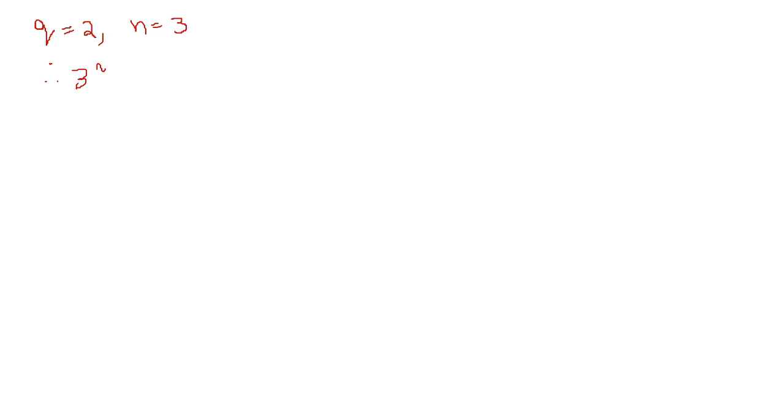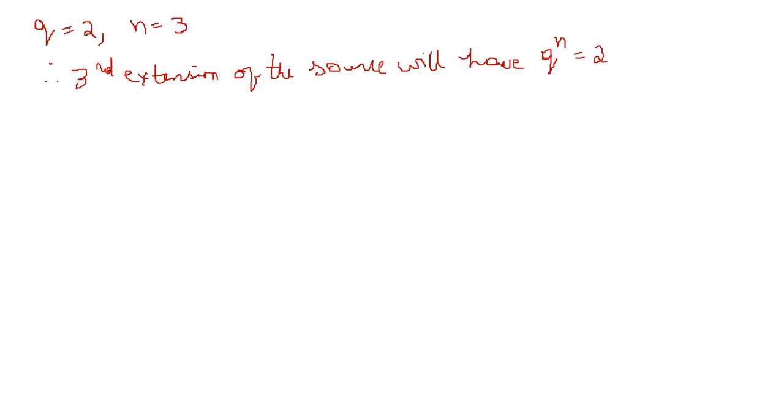Therefore, the third extension of the source will have q to the power of n, which is equal to 2 to the power of 3, that is equal to 8 symbols. Now we'll try to list out all these 8 symbols and their respective probabilities.